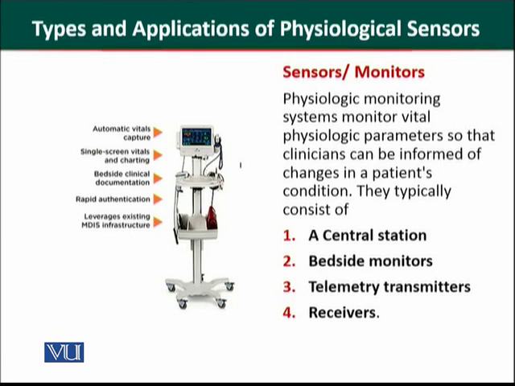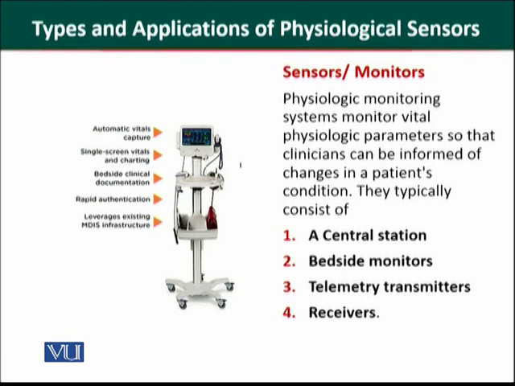Central station का लिंक हॉस्पिटल के सेंट्रल इंफॉर्मेशन के सिस्टम के साथ होता है. The information which is being generated by these sensors is directly provided to the central station of the hospital. The second is the bedside monitor. Monitor displays all the information that is gathered by the telemetry and the transmitters. इस information में heart rate, blood pressure और oxygen saturation शामिल हैं. The receivers receive all this information.